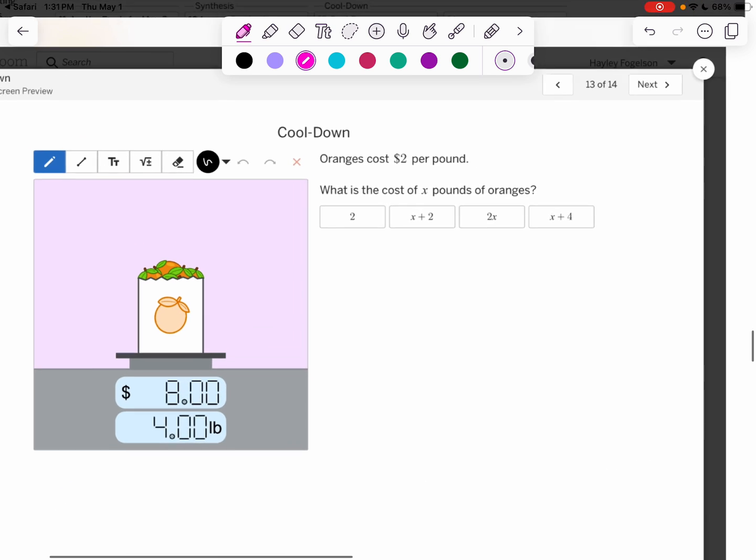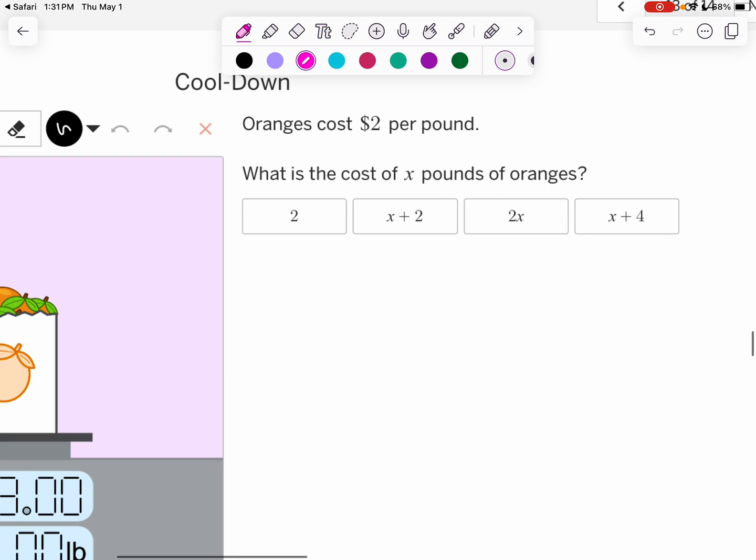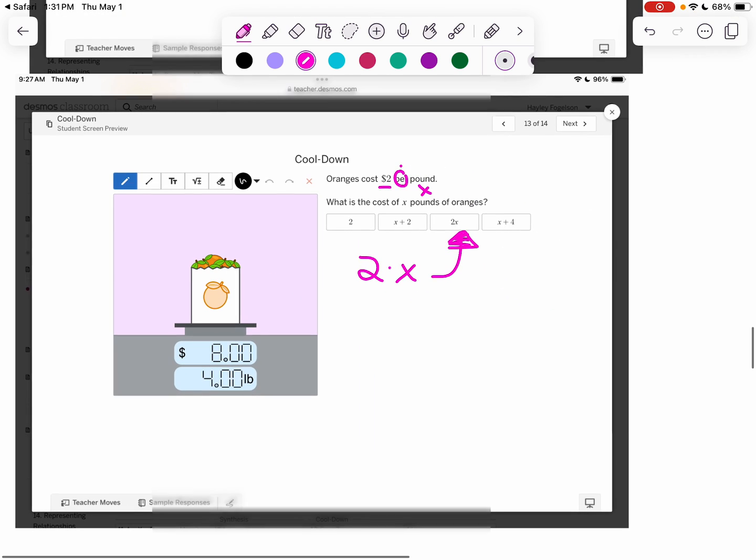All right, and our last problem for the lesson, and then you can go ahead and get started on the assignment, is our cool down. Oranges cost $2 per pound. What is the cost of X pounds of oranges? Well, $2 per pound tells me I'm multiplying, and we don't know how many pounds, so we're going to call that X. So I'm doing 2 times X, which is exactly the same as 2X. So that is your final answer for this lesson.